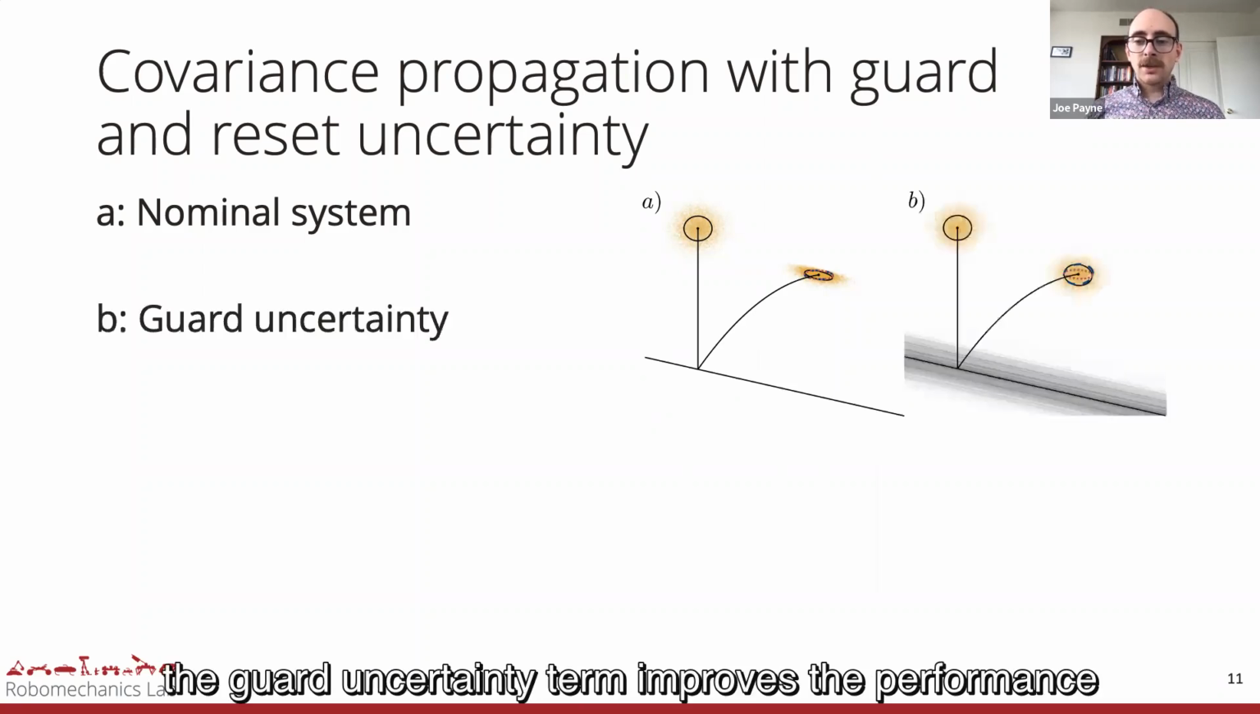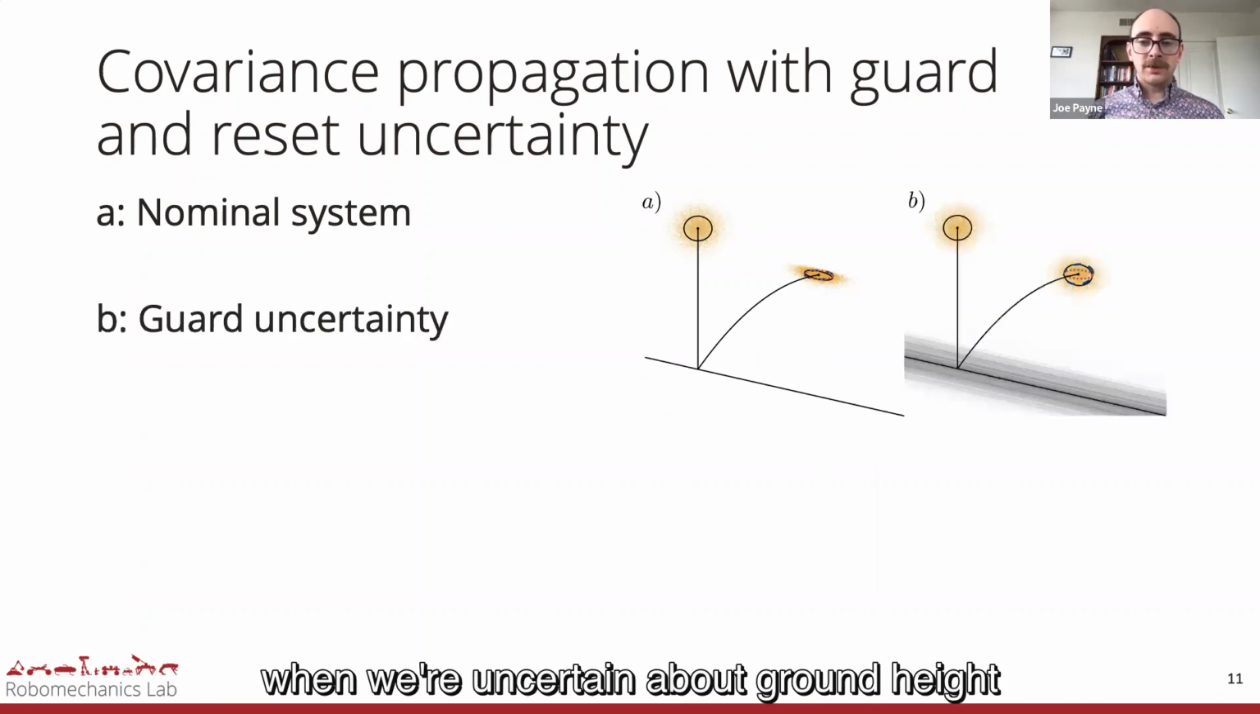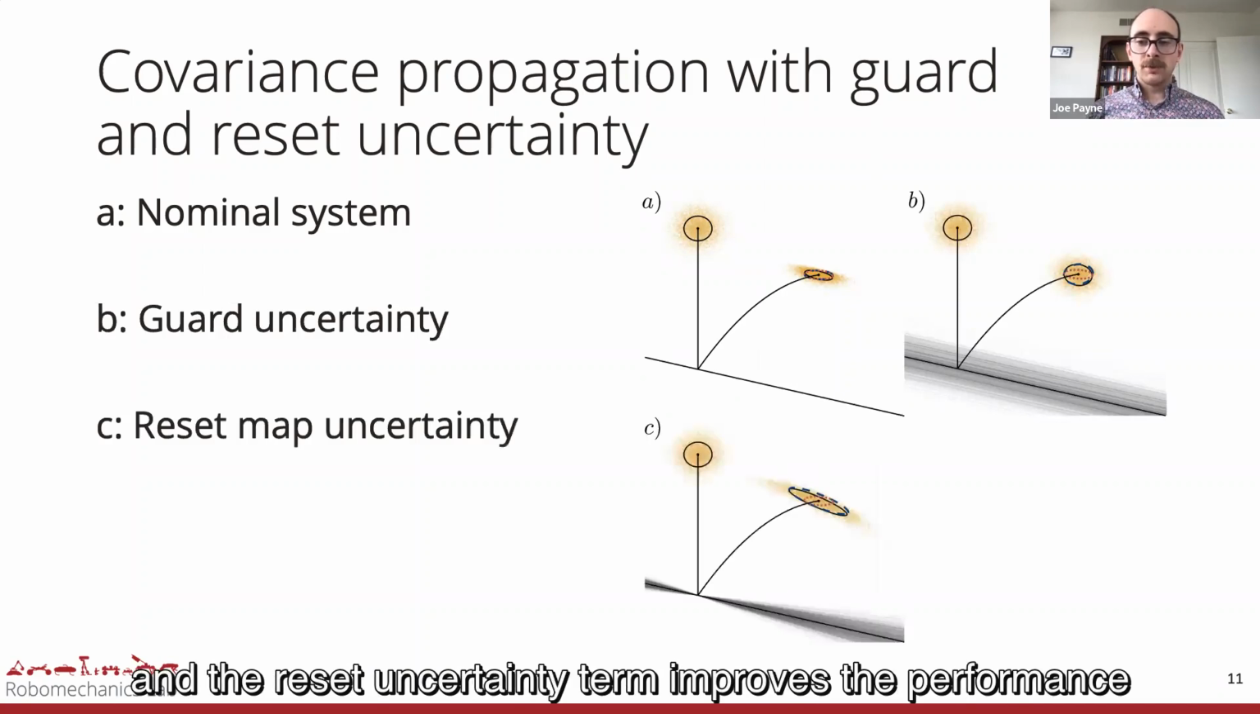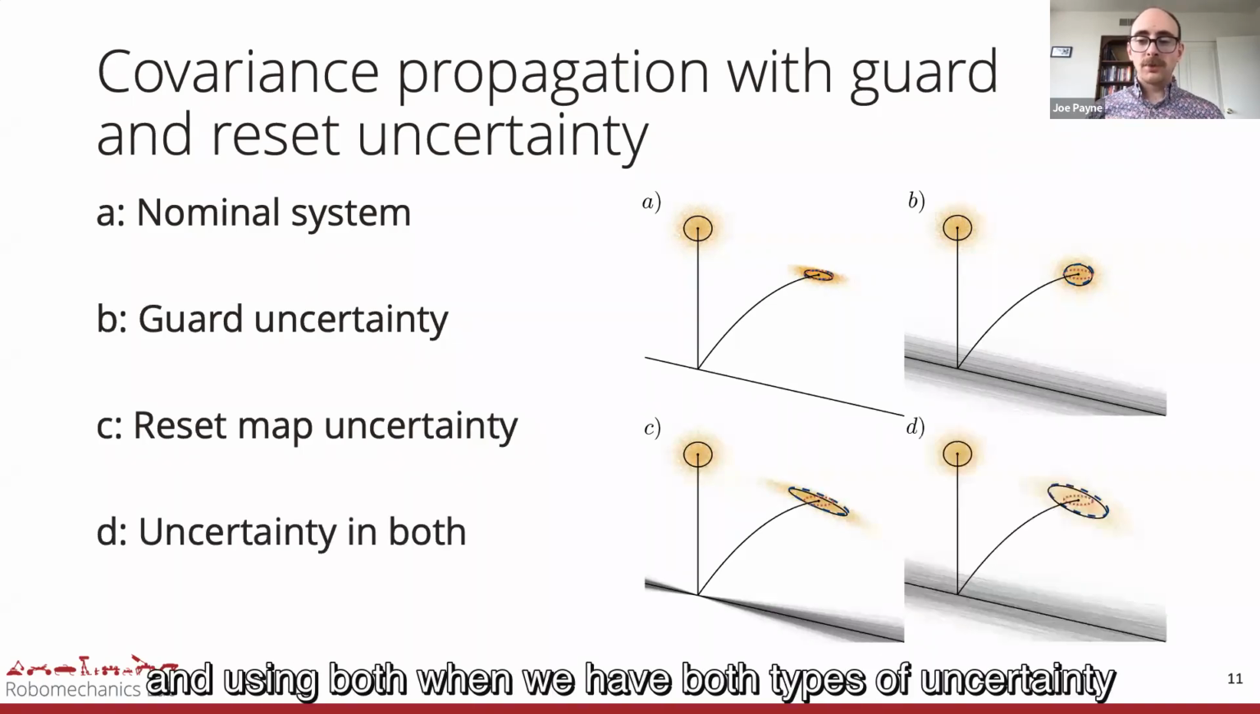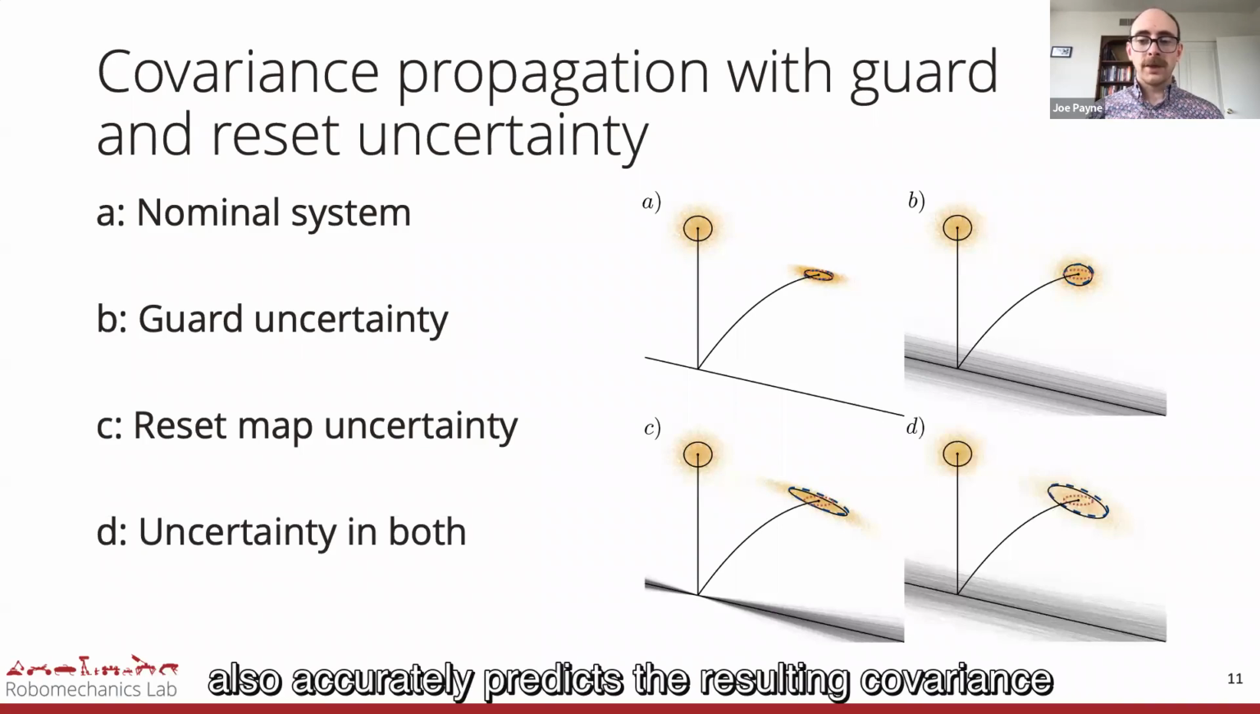The guard uncertainty term improves the performance when we're uncertain about ground height, and the reset uncertainty term improves the performance when we're uncertain about the ground angle, which changes the reset map parameters. And using both, when we have both types of uncertainty, also accurately predicts the resulting covariance.